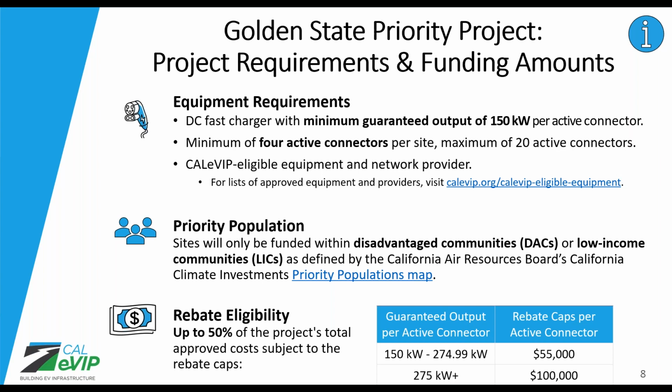And then finally, for rebate eligibility, up to 50% of the project's total approved costs will be eligible for rebate. And with that, it is based upon the guaranteed output of active connector. So while we do have a minimum guaranteed output of 150 kilowatt, it can go higher. And so if your site is 150 kilowatt to 274.99 kilowatt, that active connector is eligible for $55,000. But if the active connector has a guaranteed output of over 275 kilowatt, it is eligible for $100,000.